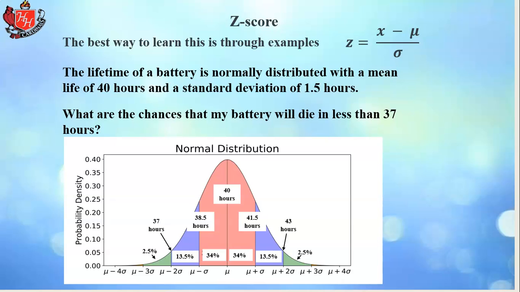In the other direction, it's 40 minus 1.5, that would be 38.5, and 40 minus 1.5 minus 1.5 again would be 2 standard deviations below the mean, and that would be 37.